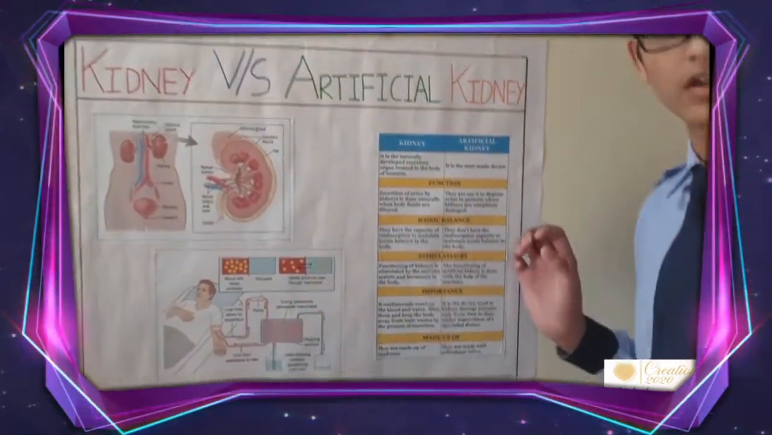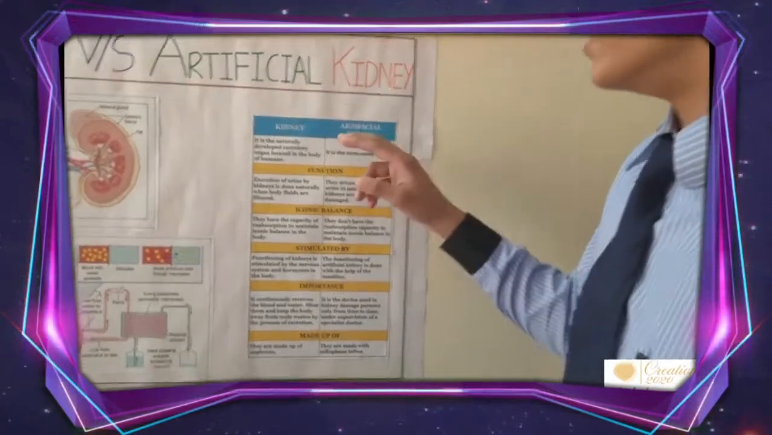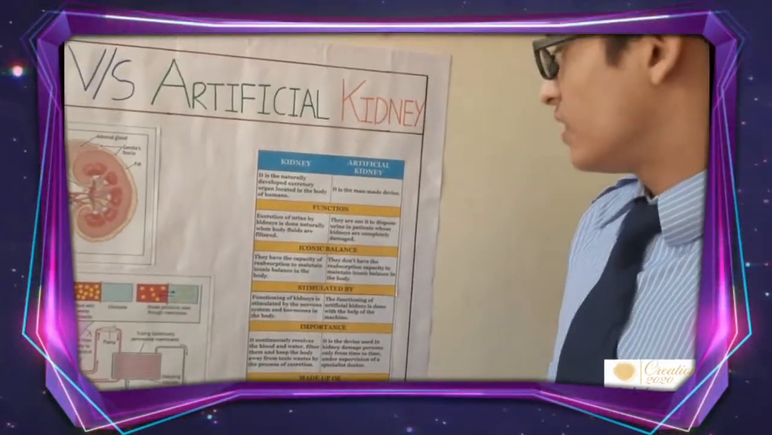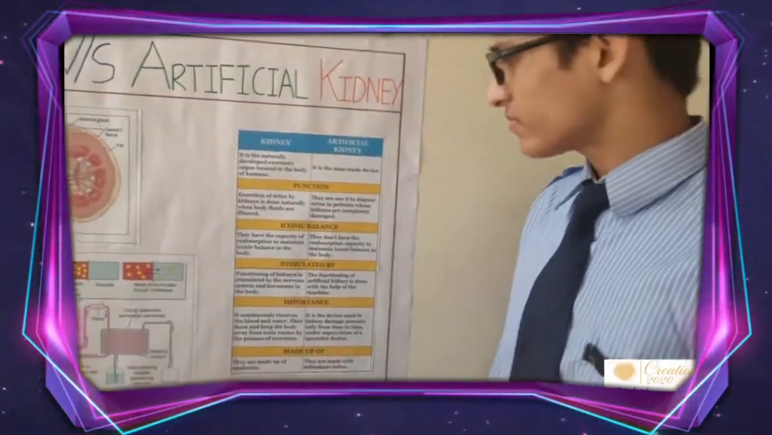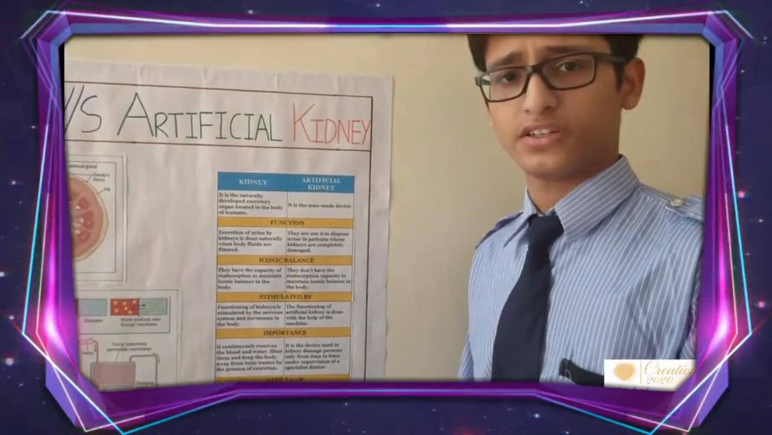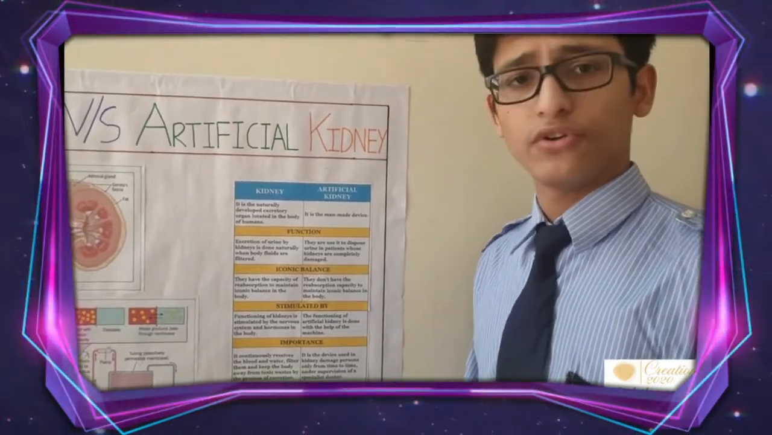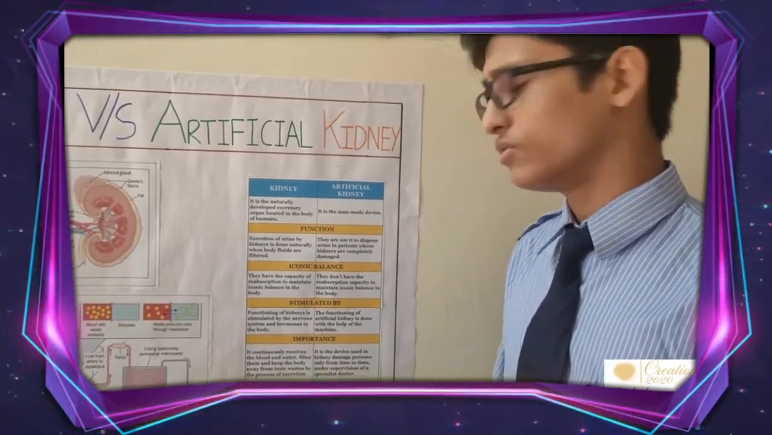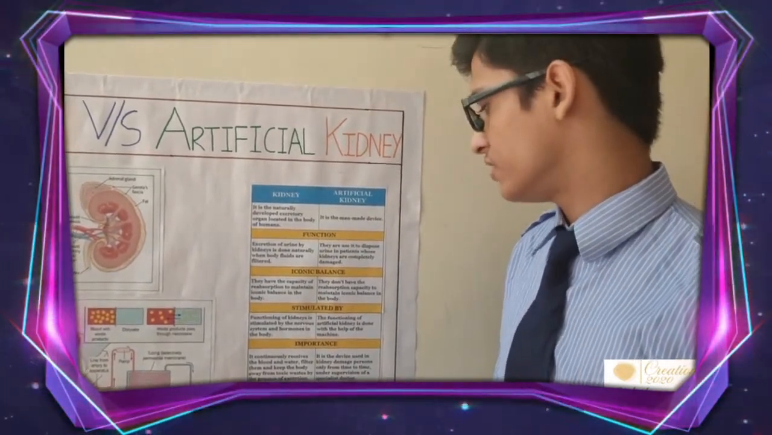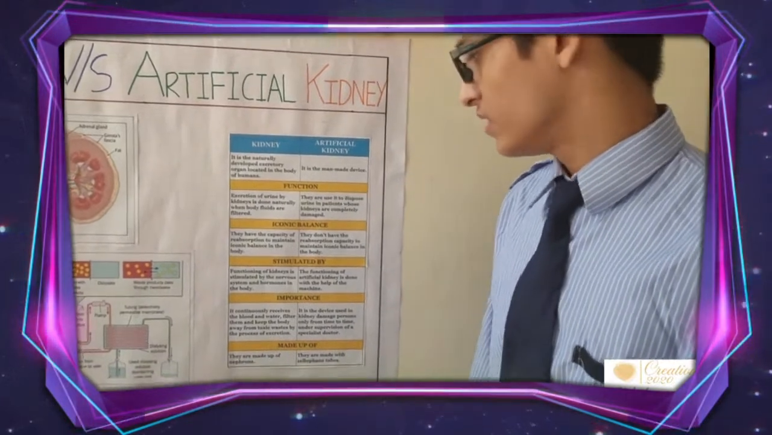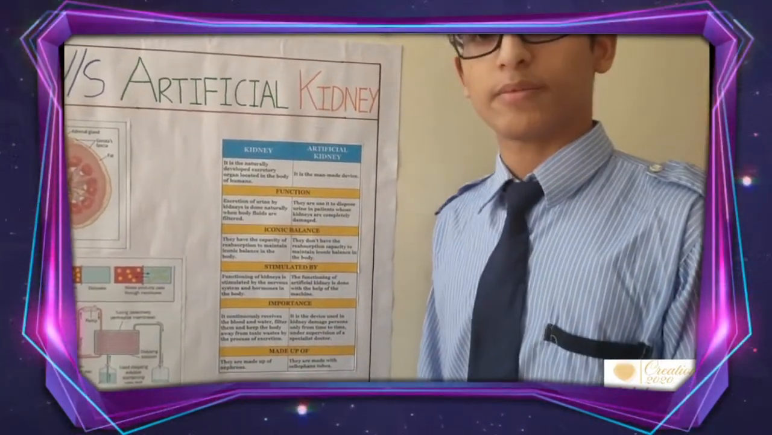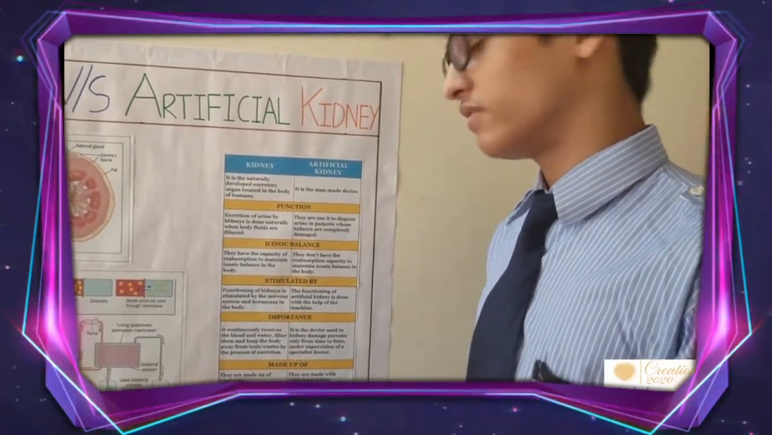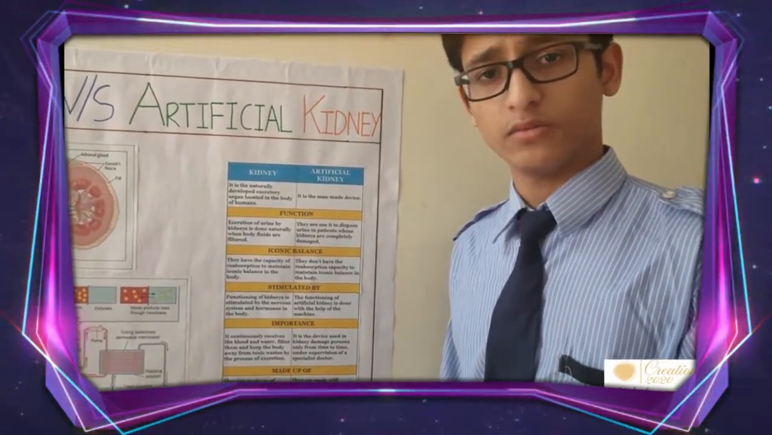Now let us talk about the difference between kidney and artificial kidney. Kidney: it is a naturally occurring excretory organ located in humans. Artificial kidney is a man-made device. Functions: excretion of urine by kidneys is done naturally when the body fluids are filtered. Artificial kidneys are used to dispose of urine in patients whose kidneys are completely damaged. Ionic balance: kidneys have the capacity of reabsorption to maintain the ionic balance in the body.